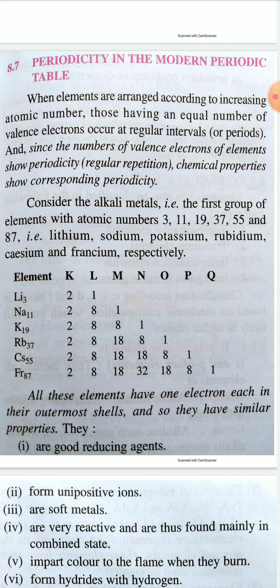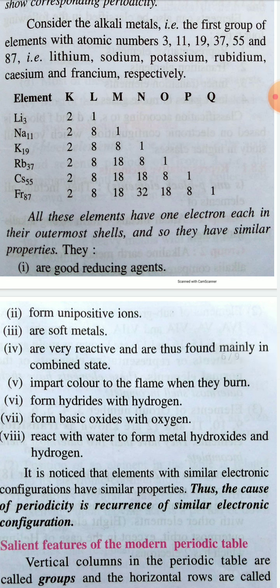So all these elements have one electron in their outermost shell, and so they have similar properties. And the similar properties are they are good reducing agents, they form unipositive ions, they are soft metals, they are very reactive, and thus they are found mainly in combined state. They impart color to the flame when they burn. They form hydride with hydrogen. They form basic oxide with oxygen, and they react with water to form metal hydroxide and hydrogen.